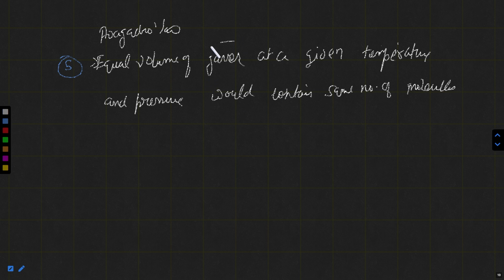Clear? Now this gas can be any gas, so it is true for all gases. Clear? So this was for today's lecture. So with this I end my lecture. Thank you.